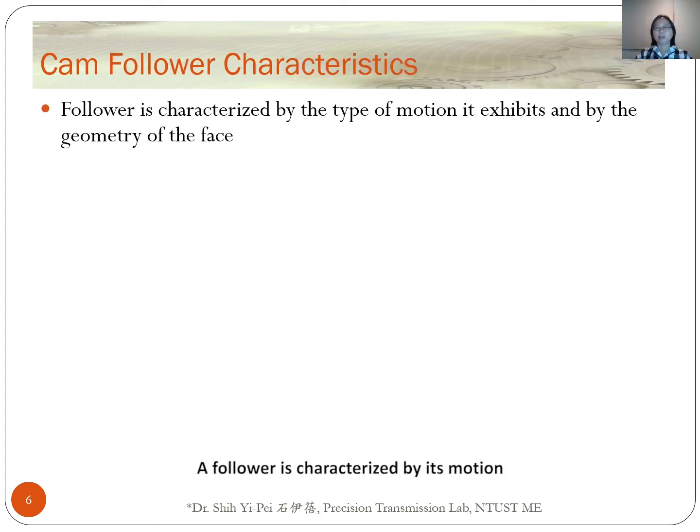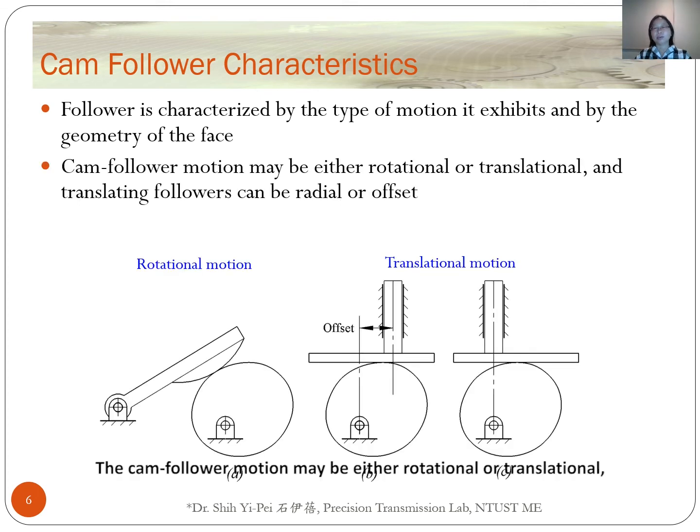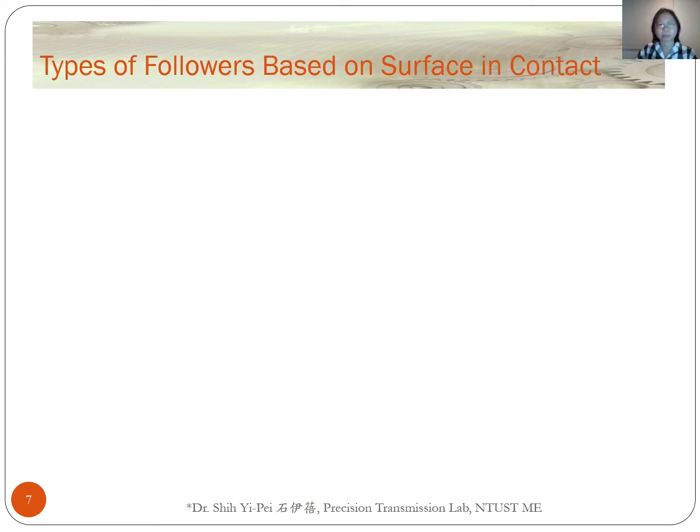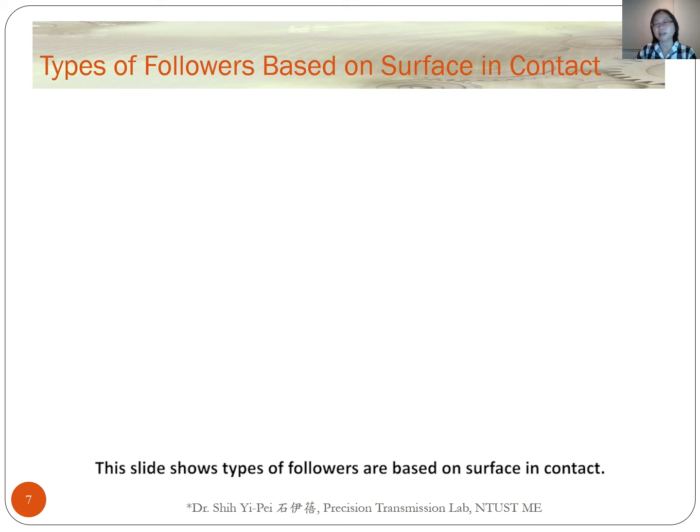A furrow is characterized by its motion and by the geometry of the face that contacts the cam. The cam furrow motion may be either rotational or translational, and translating furrows can be either radial or offset. You see, the furrow surface can be flat or curved. This slide shows types of furrows based on surface in contact.